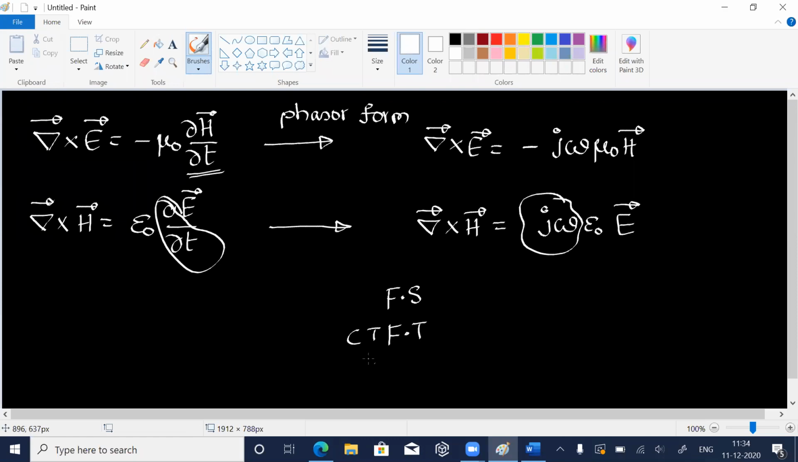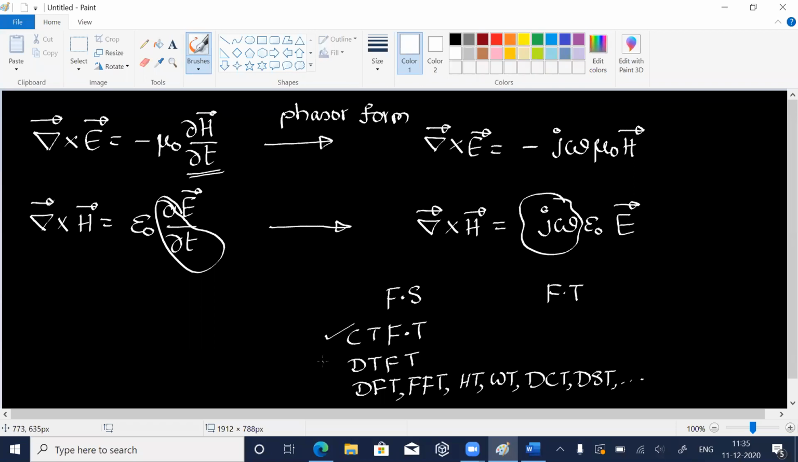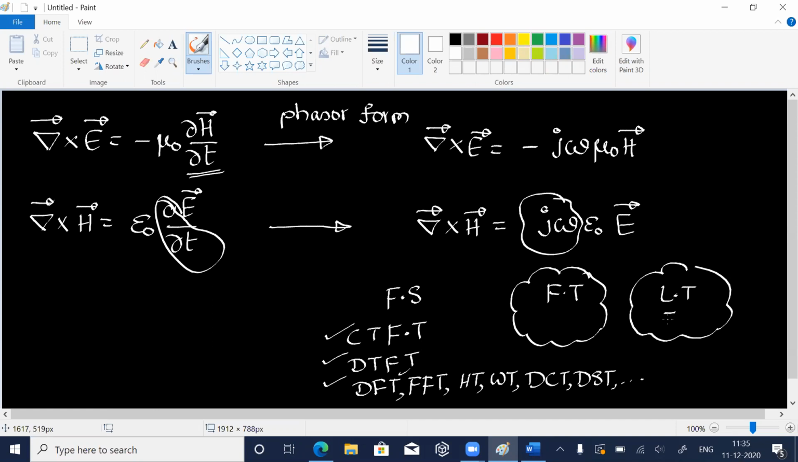You have continuous time Fourier transformation, discrete time Fourier transformation, discrete Fourier transformation, fast Fourier transformation, Hadamard transformation, wavelet transformation, discrete cosine transformation, discrete sine transformation, and so on. Putting things together, you can segregate these into two pieces. In the first piece you have the Fourier transformations: continuous time, discrete, fast Fourier. In the other you have the Laplace transform and Z transform.